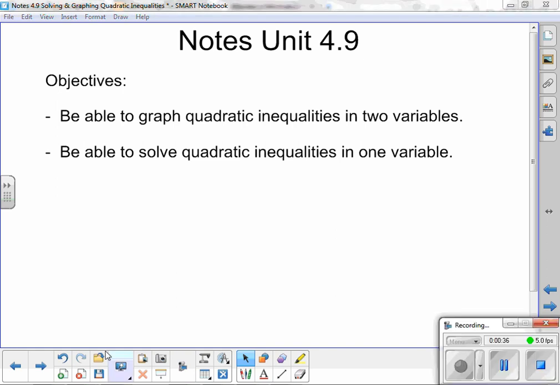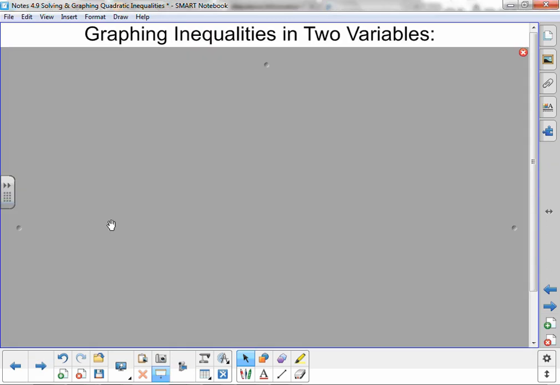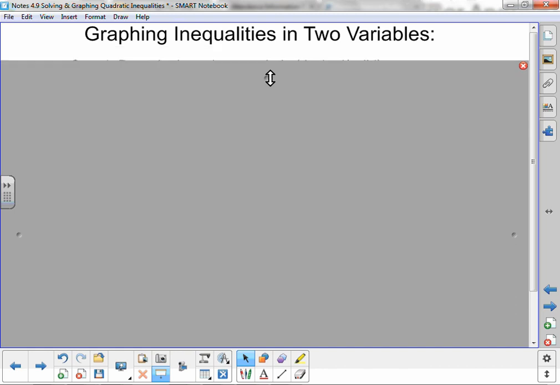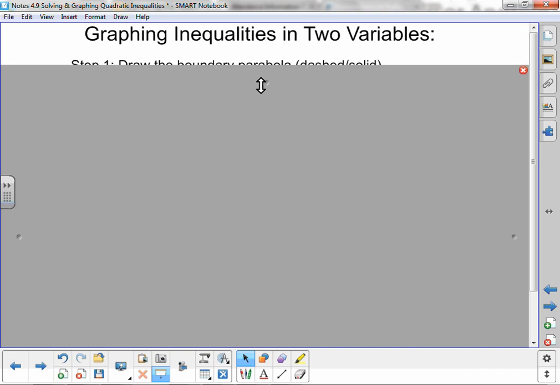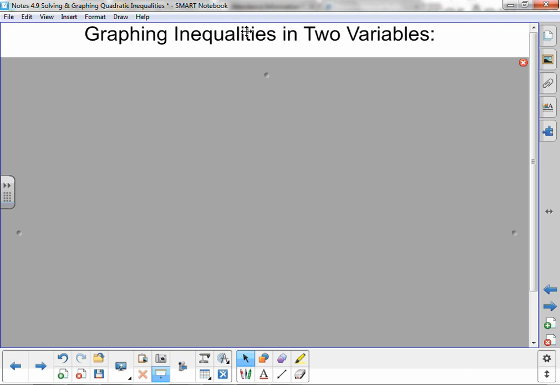So, all right, moving on. Graphing inequalities in two variables. These are some general steps that you can take to graph these. This is not the only way to do this, but this is the way that I showed my class. This is very similar to how you would graph linear inequalities. First, you've got to find if the line is dashed or solid, and then you've got to figure out which side to shade by testing a point.